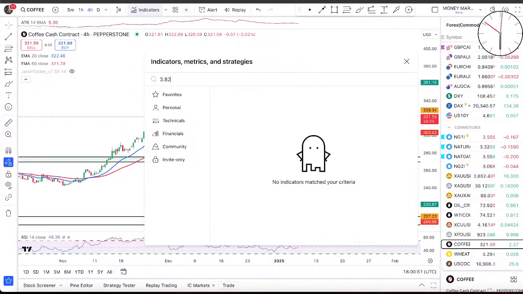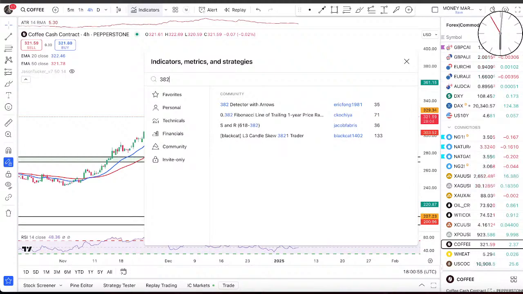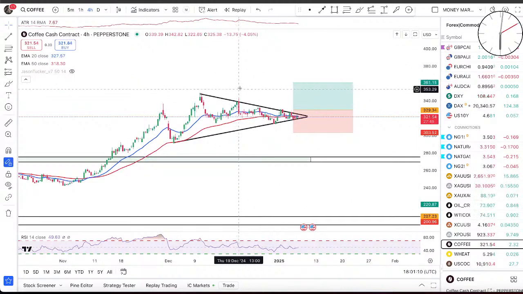382 or 382. Oh, this one. Okay, I need to disable one indicator first. Okay, I got it. I'll take a look. Let me mark it in favorites. Okay, great.